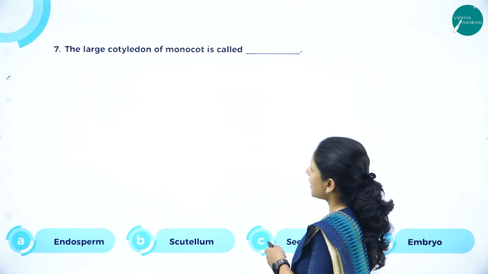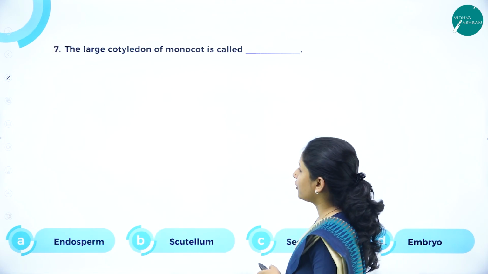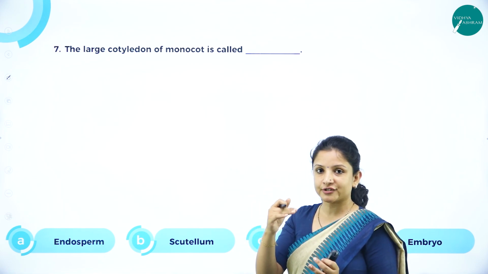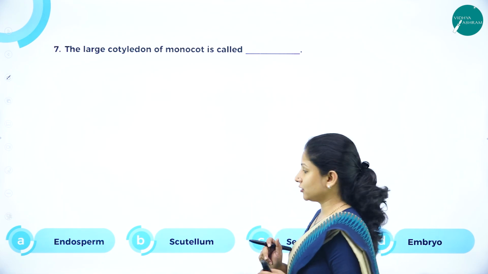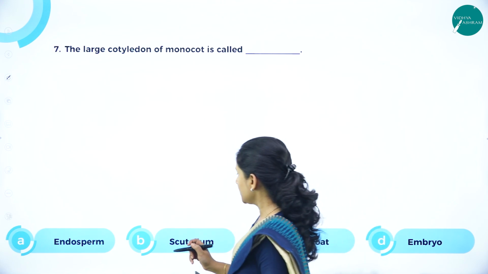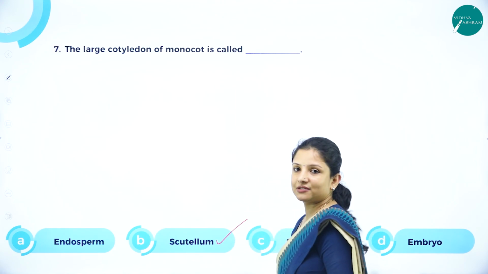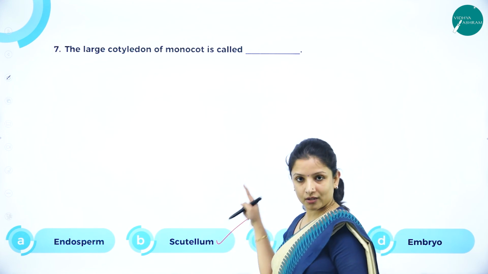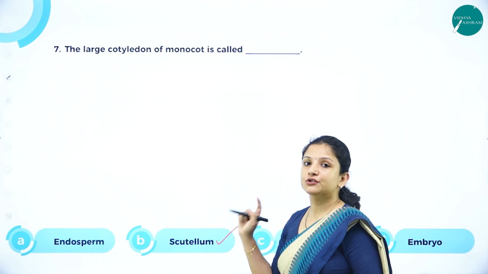Next question. The large cotyledon of monocot is called. In monocot, there is a large cotyledon that is just below the endosperm. What is it? Is it an endosperm? No. It is a scutellum. So, scutellum is the right answer. It's not the seed coat nor the embryo. That cotyledon that is there in monocot is called scutellum.